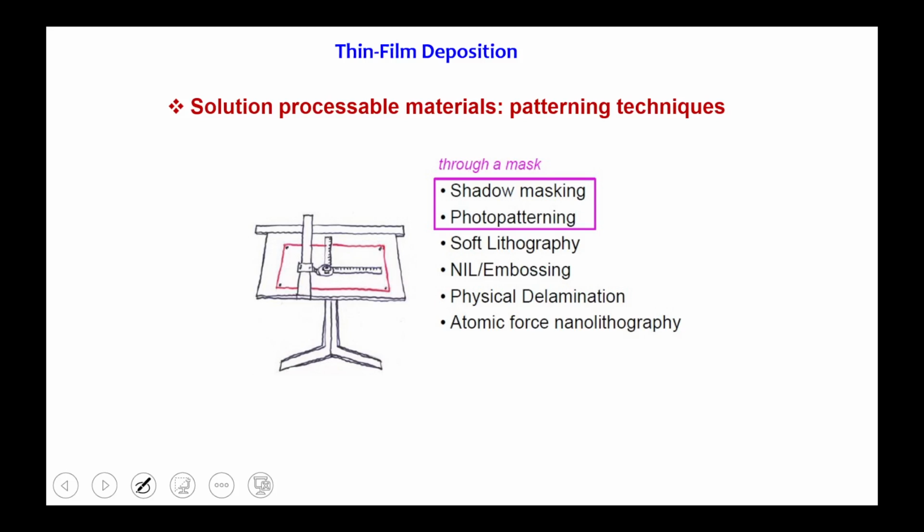For that you have to deposit some pads, source, drain or gate, and you want to fabricate the sensing layers. So you can pattern your devices through shadow masking, thermal evaporation, photolithography, photo patterning, soft lithography, nanotechnology, physical deposition, atomic force nanolithography. You can use any technique to transfer the pattern.